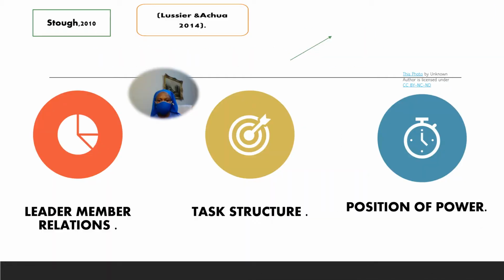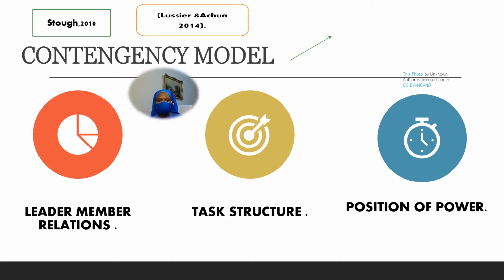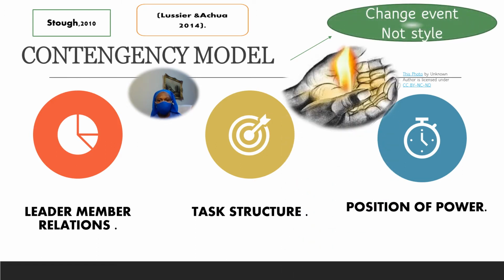This contingency leadership theory follows a model of leader-member relations, task structure, and position of power, and all these factors are meant to remain stable. In other words, any change of the event does not change the style of the leader. So as you can see, these arrows all work together and keep all the variables constant. And even if there is something that changes, the leader still maintains his or her style.